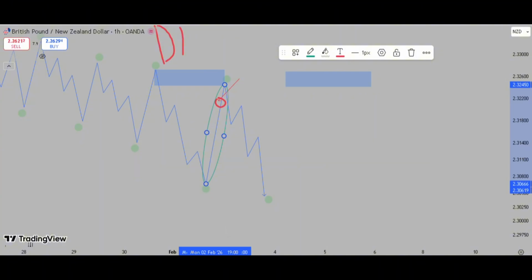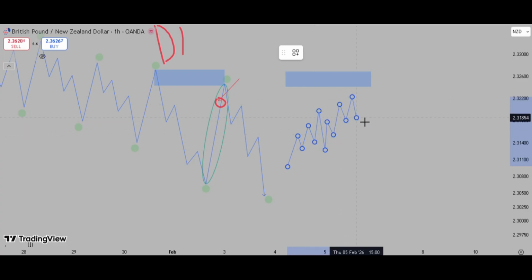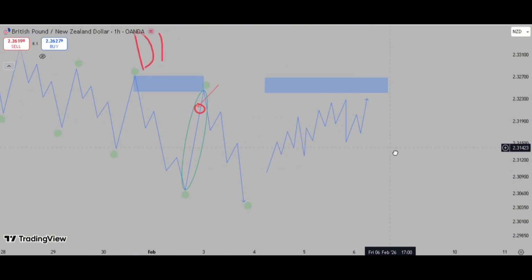Let's say this zone is what I want to draw. So this is what you are likely to see in 15 minutes. You are likely to see something like this. All these are just 15-minute drama. So all you need to pay attention to is how this 15 minutes is coming.